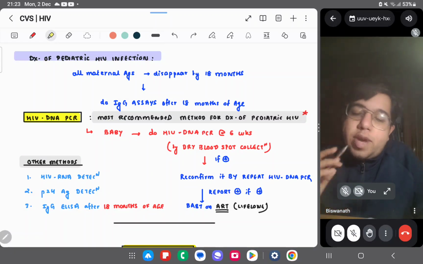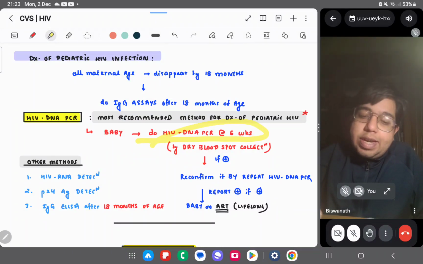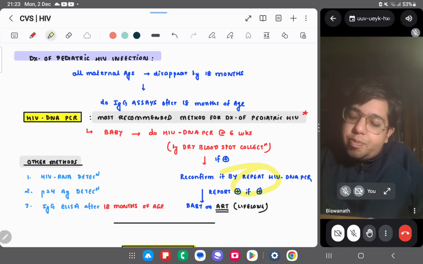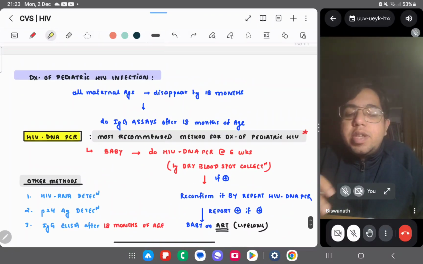Okay, so whenever you have a baby, do HIV DNA PCR at 6 weeks. If positive, then you can reconfirm by repeating the procedure. And whether it is positive or negative, you can depend on the ART results afterwards, and you can start. Next, we'll come to the pharmacological aspects.